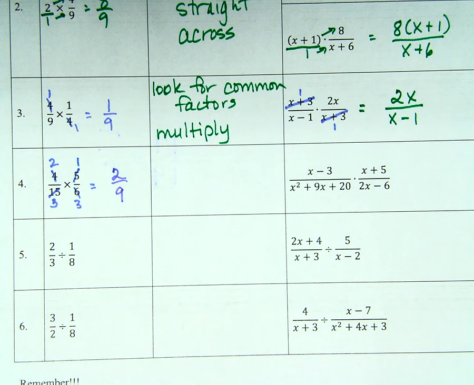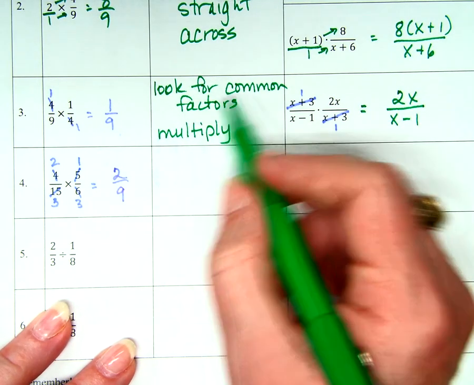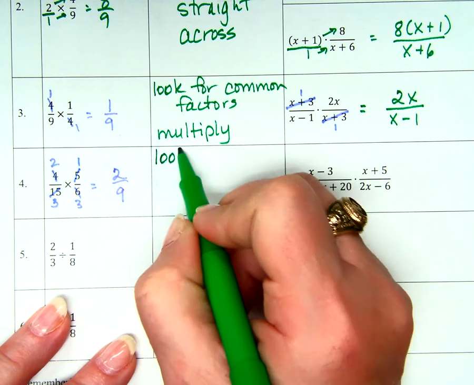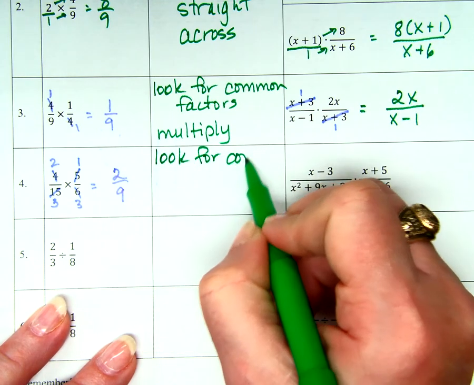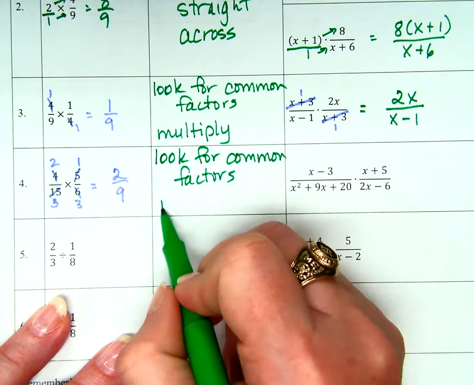Does that make sense? So what steps did we take? Kind of the same as up here, right? We looked for common factors. And then we multiplied.